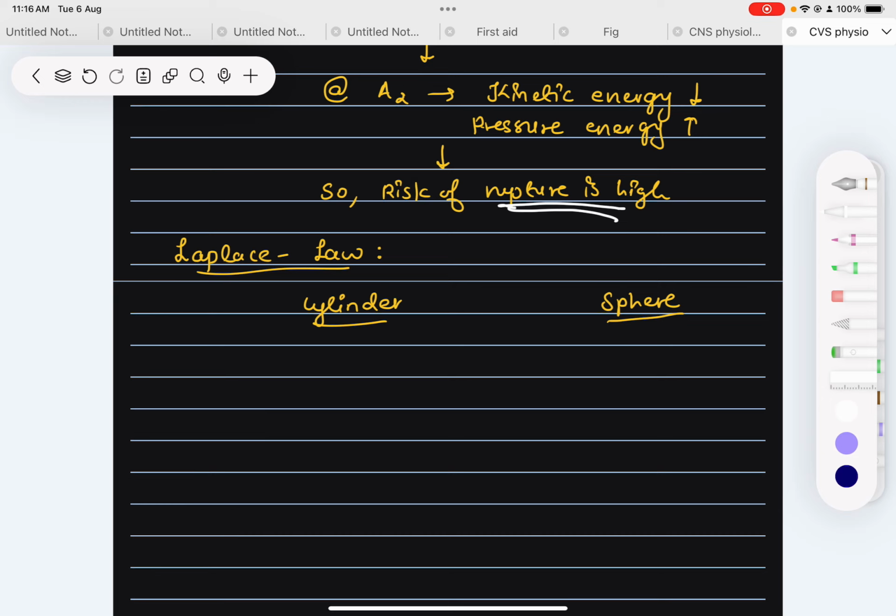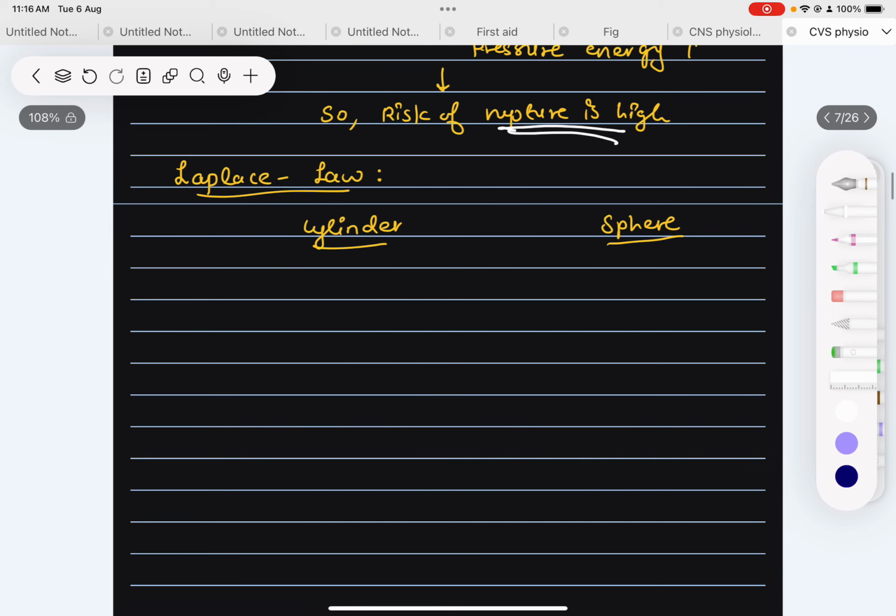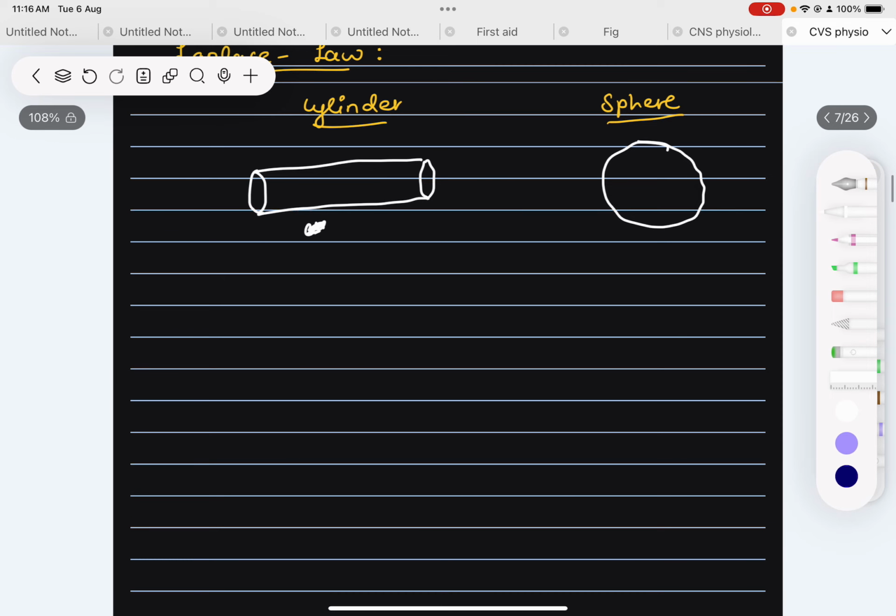Now the last law that we have to remember is Laplace's law. So let's see. This is actually tough for me, this Laplace's law. I am never able to fully understand the concept. So this is a cylinder and this is a sphere. So what will happen is that the radius of curvature here will be 1 only and here there will be 2 radii. It is the plural form of radius.